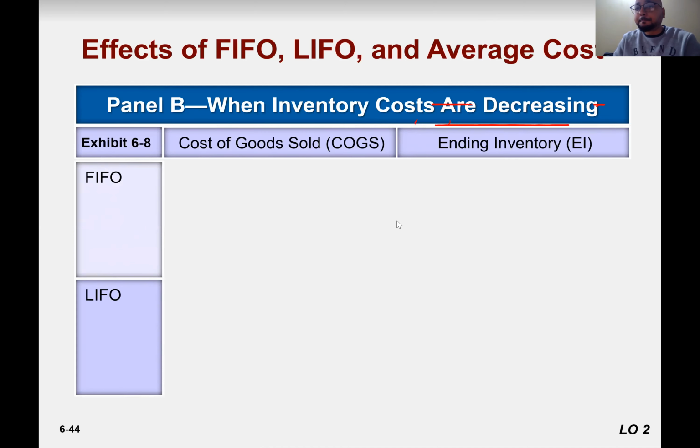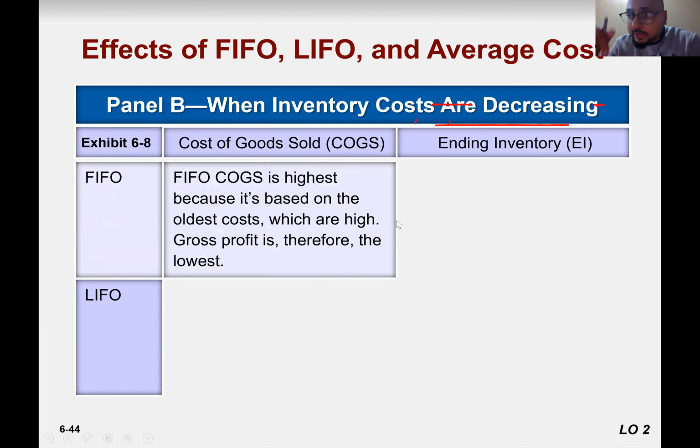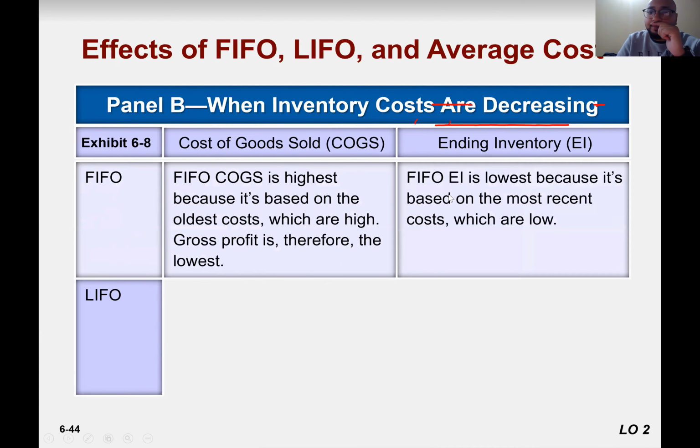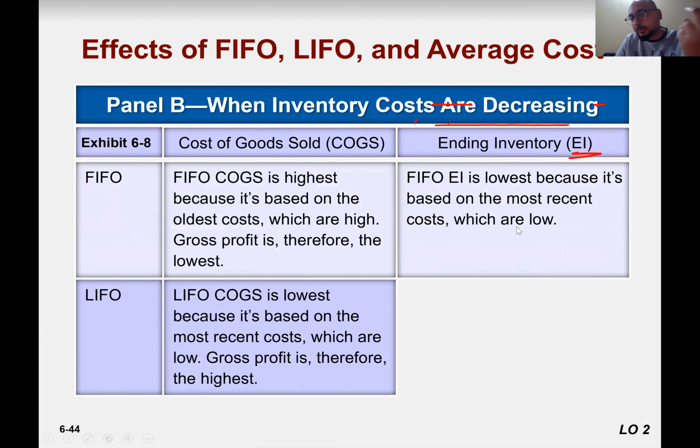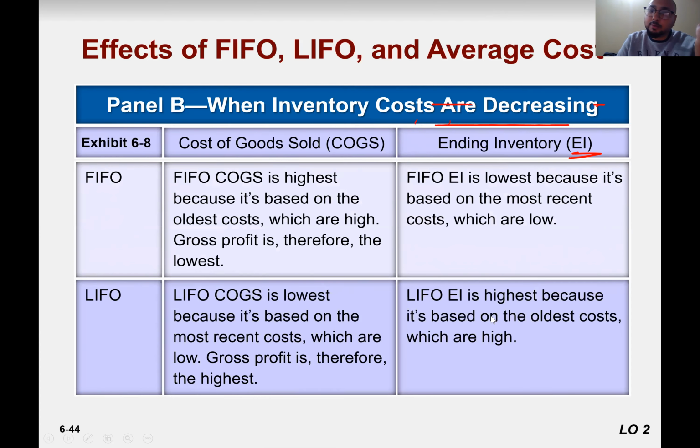So when prices are decreasing, or when there is a deflationary period, FIFO cost of goods sold is going to be highest, because it is based on older prices, and older prices are higher. The latest prices are lower. FIFO ending inventory (EI) is lowest. LIFO cost of goods sold will be lowest and its ending inventory will be highest. So this is the case when there is a deflationary period.